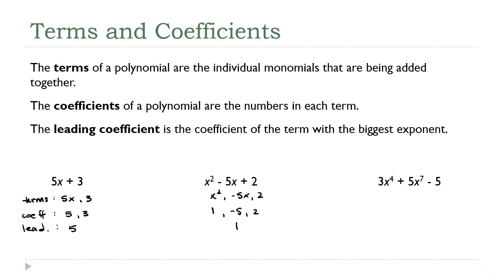All right, so one more here. This one has exactly that trick that I was warning you about on the last slide. The terms are 3x to the 4th, 5x to the 7th, and negative 5. The coefficients are 3, 5, and negative 5. And here's the tricky part. The leading coefficient is 5. This term here has the biggest exponent. So that's the one that gets to have the leading coefficient.